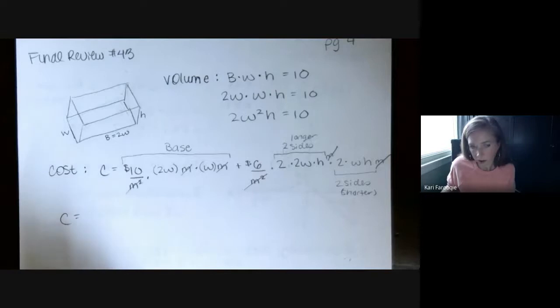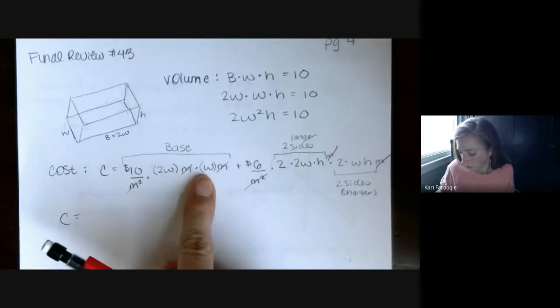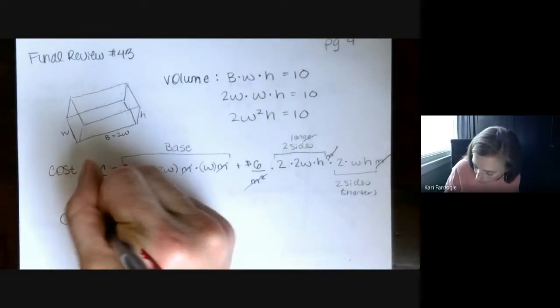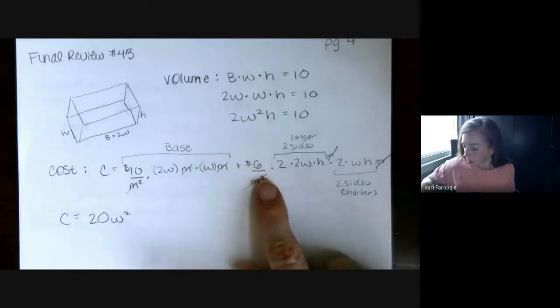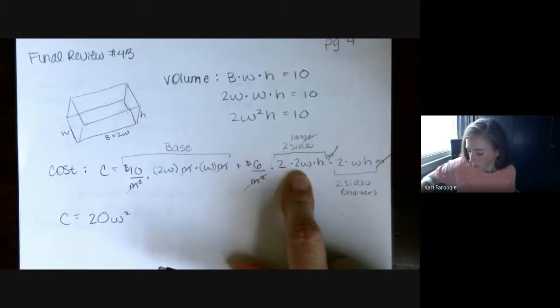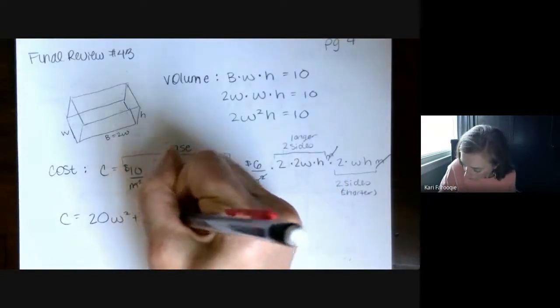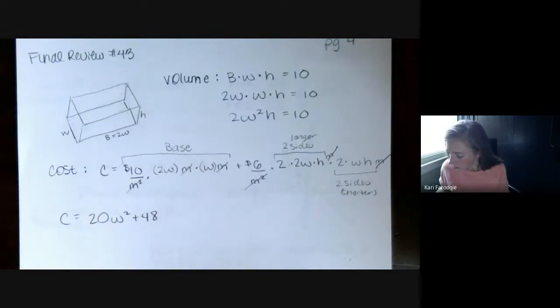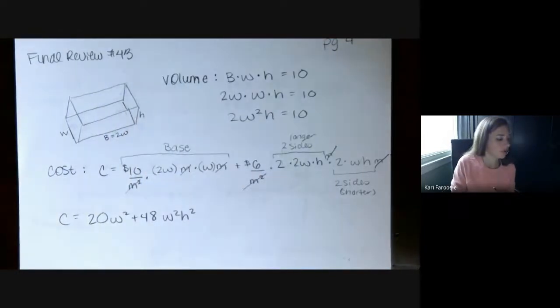So it's just in terms of money now, it's cost. I'm going to drop the dollar signs. 10 times 2W times W, so that's 20W squared. And then we'll multiply the rest of these values together. We'll have 6 times 2 is 12, times 2 is 24, times 2 is 48. And then we'll have W squared times H squared for our cost there.